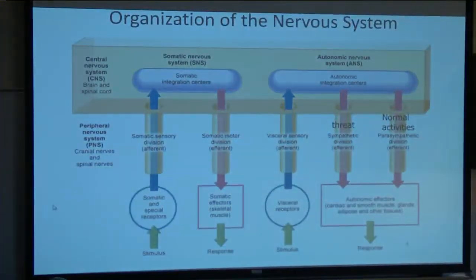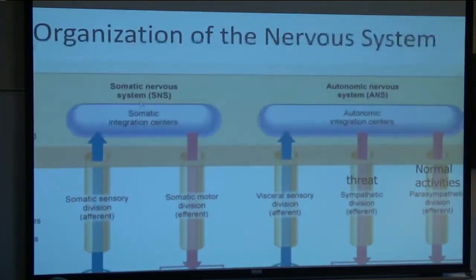Okay, so when we look at this, we can see that there are two different divisions of the nervous system. We have a somatic and we have an autonomic. The difference between the two is going to be the type of effectors involved. If we think back to the two neuron reflex arc picture we just drew in our notes, the effector is where the response takes place.